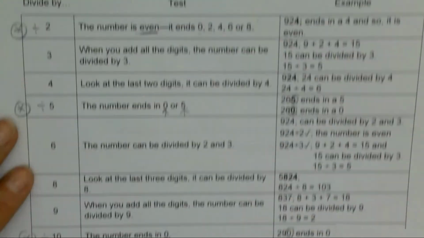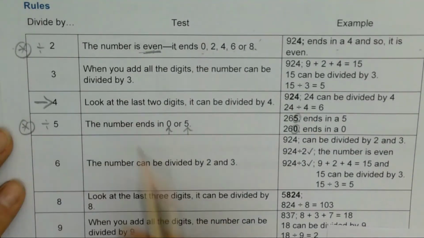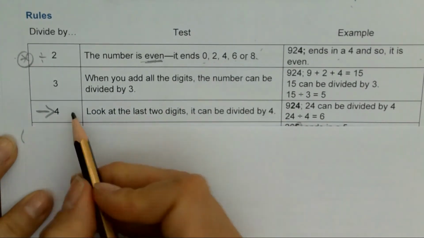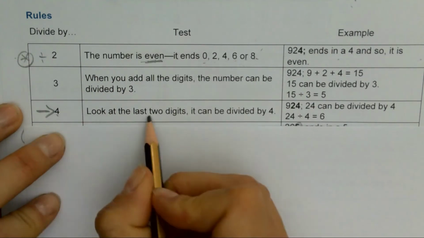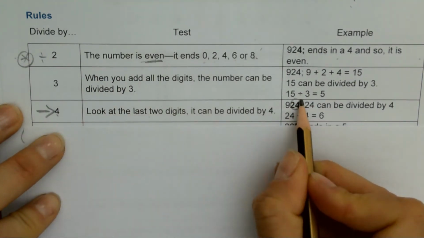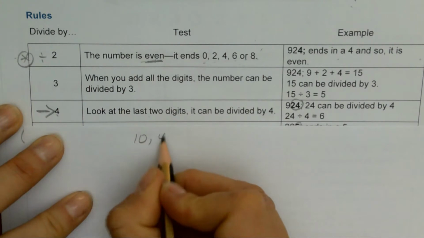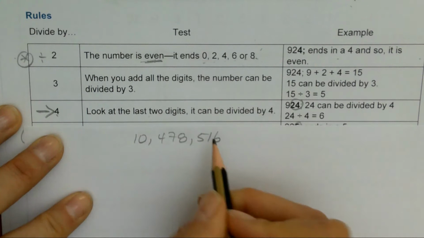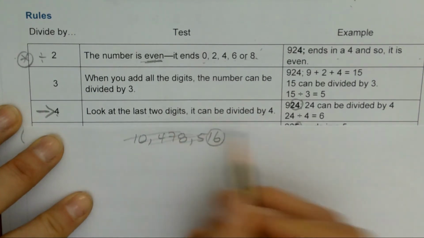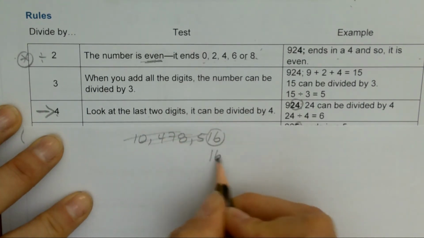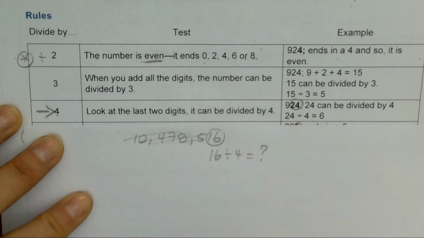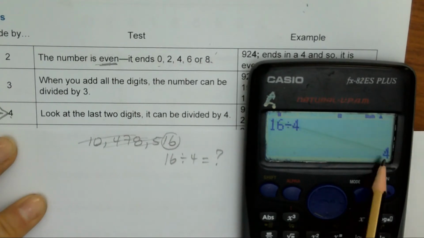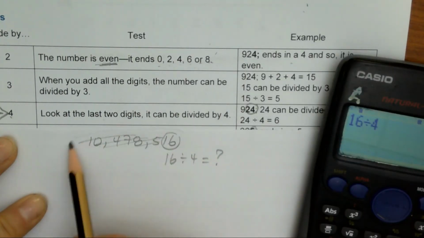But now we're going to look at 4. 4 makes things easier. So if I want to know if something's divisible by 4, I just have to look at the last 2 digits. So I can go 10,478,516. So it says look at the last 2 digits, and we say, is 16 divisible by 4? And we can check. 16, is that divisible by 4? Yes. So that means this whole number is divisible by 4.